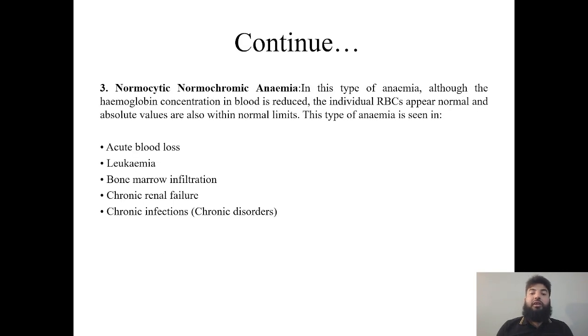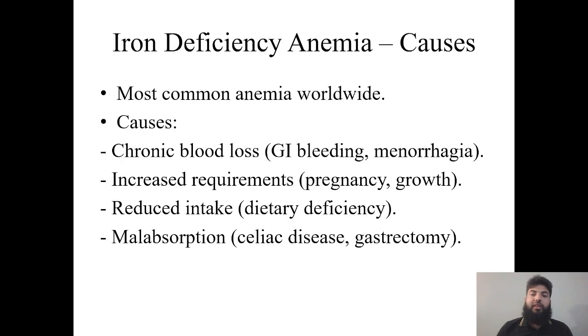Then normocytic normochromic anemia. In this type of anemia, the hemoglobin concentration of blood is reduced, but the cells look normal in size, as well as the hemoglobin also normal in amount. So this type of anemia can be seen in acute blood loss, leukemia, bone marrow infiltration, chronic renal failure, and chronic infection. So these are a few causes of normocytic normochromic anemia.